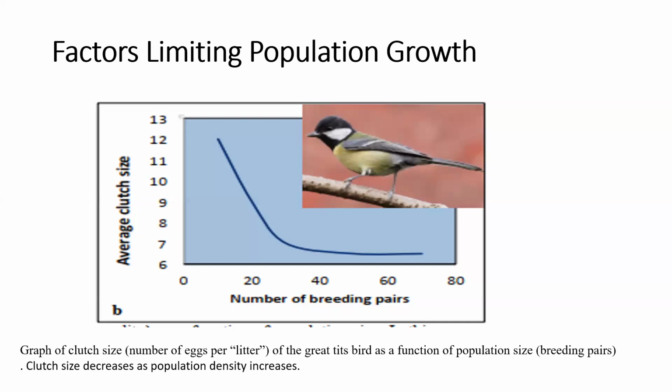Why? Because there is only so much food available. They cannot sustain themselves that well, so they become smaller and smaller, and then some of them die off. So the average clutch size increases when the number of breeding pairs decreases. So this is a negative curve.